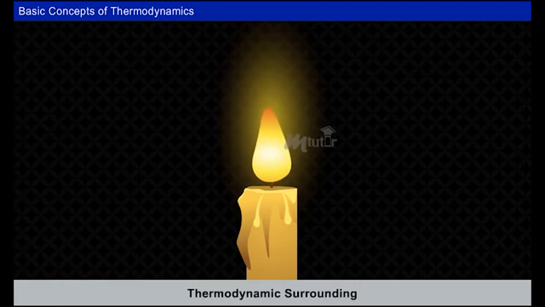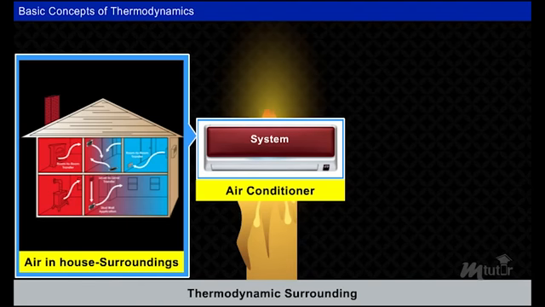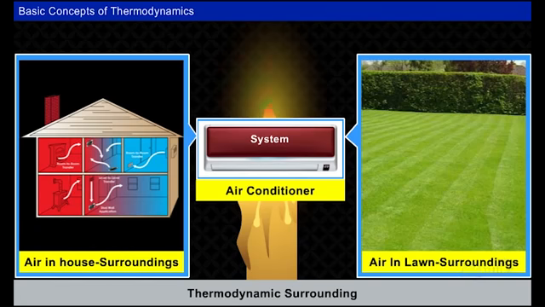Surroundings. Anything outside the system which affects the behavior of a system is called as surroundings or environment. If an air conditioner is a system, then the air in the house and the lawn are the surroundings.